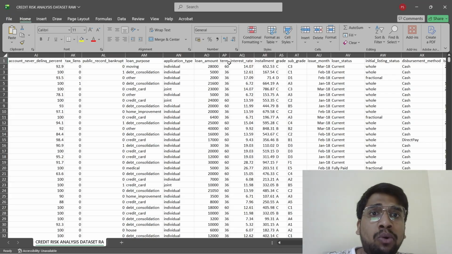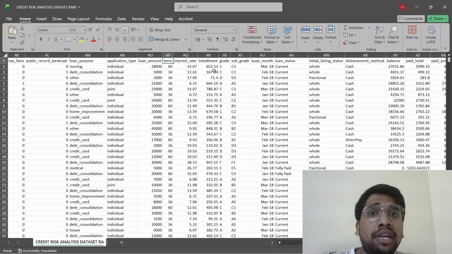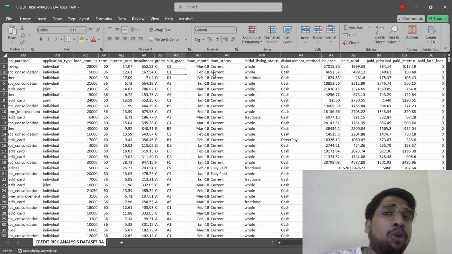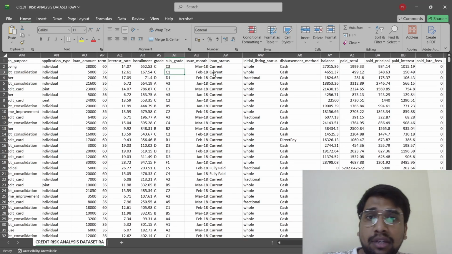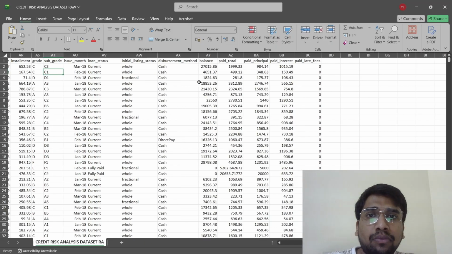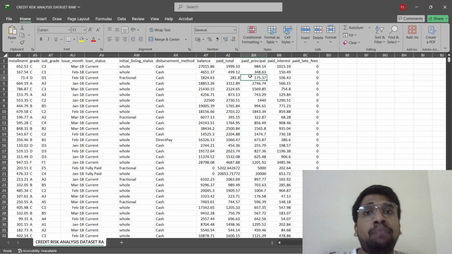Even the loan amount, the term, which is either 60 months or 36 months, which is either 5 years or 3 years. Then we have interest rate, installment, the grades which are already given by the bank. The borrower is graded by the bank on certain basis, which you do not know about. The issue month, and so on. Like this, and also the exact information about the balance, interest paid, principal paid, and so on.